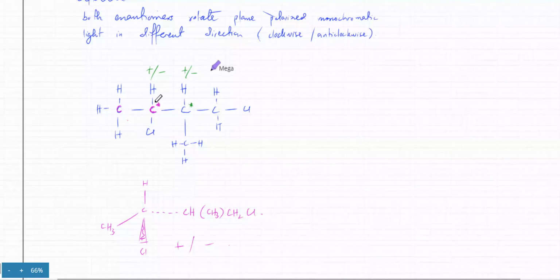Well, this carbon atom could have two mirrored versions, and this one could also have two mirrored versions of each other. So in total, it's going to be four. Either both of them are the plus version, or the first one is plus and the second one is minus, or the first one is minus and the second one is plus, or both of them are minus. Is that clear?